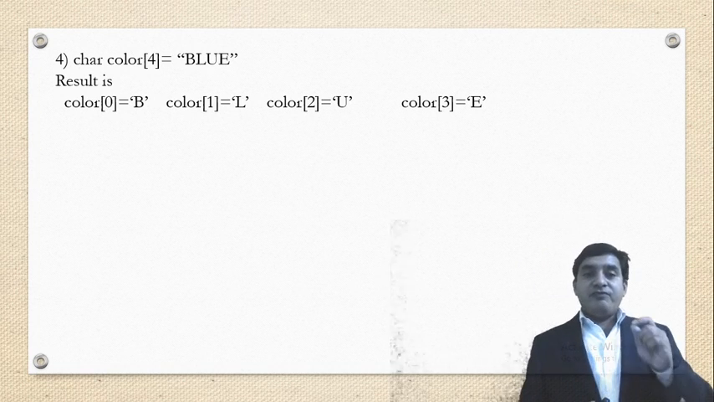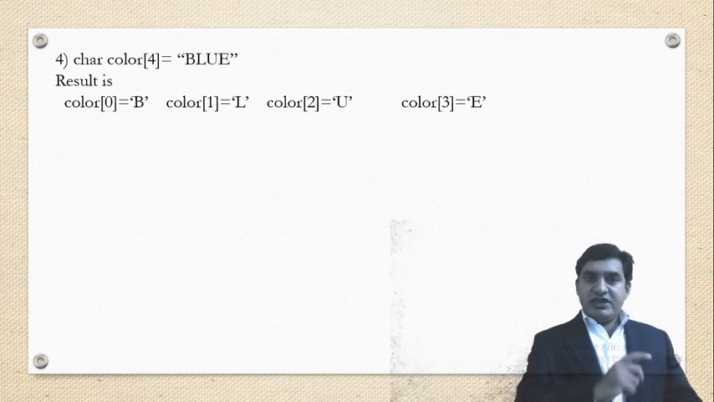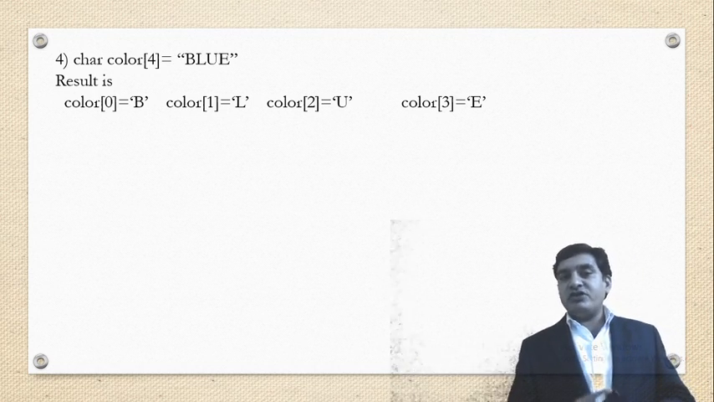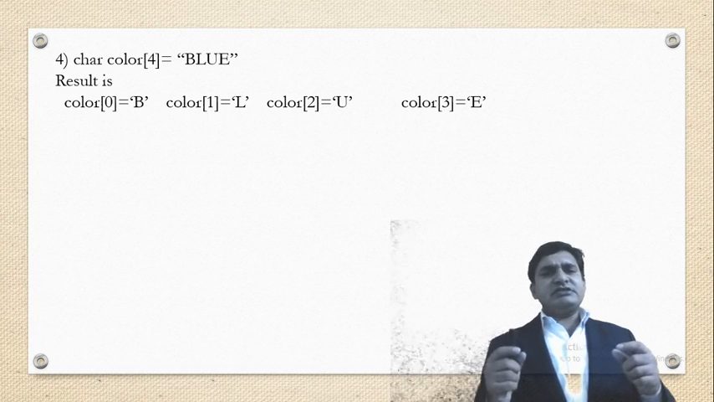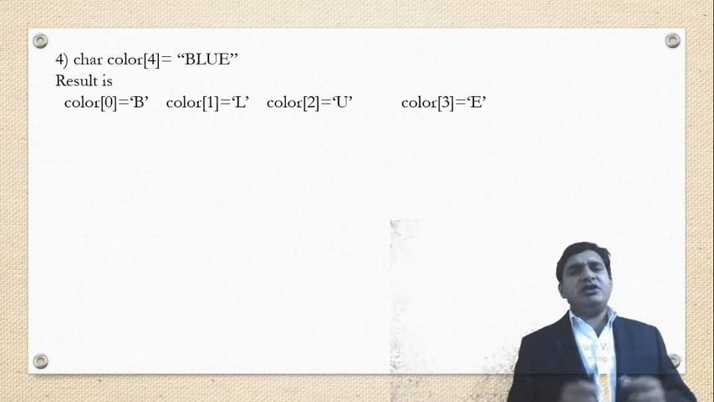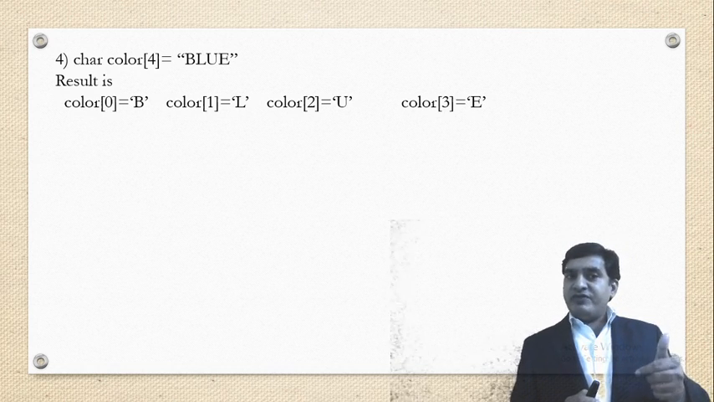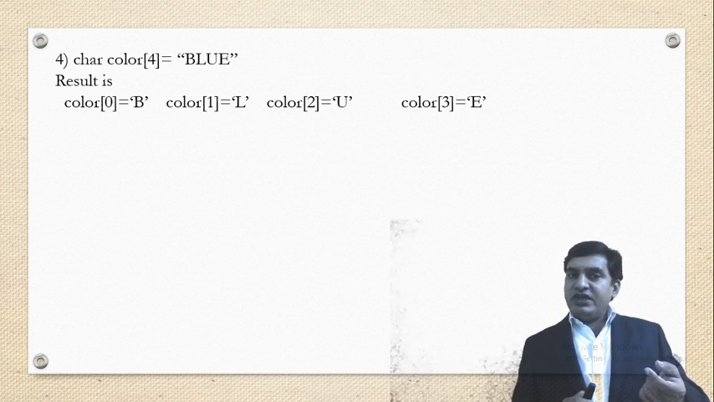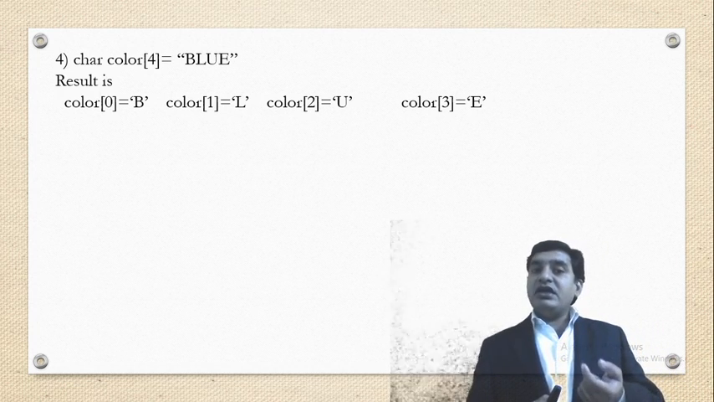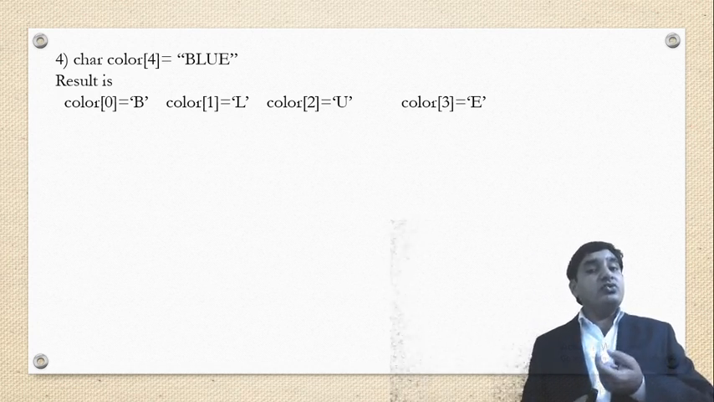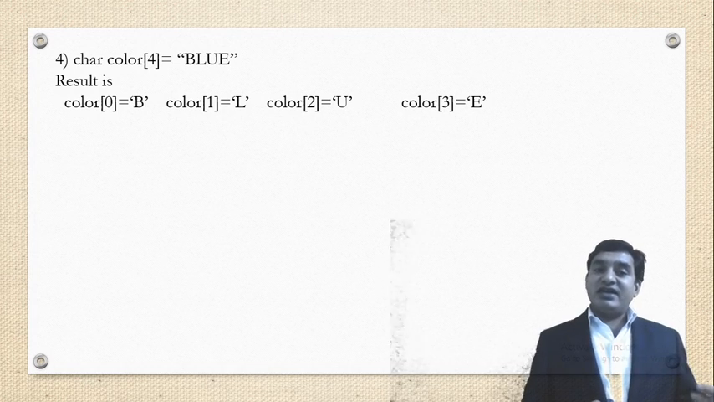Char color[4]. Again here the data type is character, color is the variable, and the array consists of 4 elements, which is initialized as "BLUE" in double inverted commas. Here we know that the array's first element is the name of the variable with index 0. So color[0] is B, color[1] is L, color[2] is U, and color[3] is E. So this is the result.